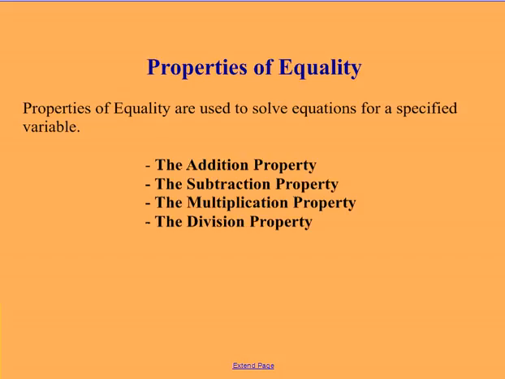We start with a review of the properties of equality. We sort of introduced these in the last lesson. They are the addition property, the subtraction property, the multiplication property, and the division property. These properties allow us to add, subtract, multiply, or divide by numbers or variables to both sides of an equation without changing the solution set. These are basically your tools for solving equations.